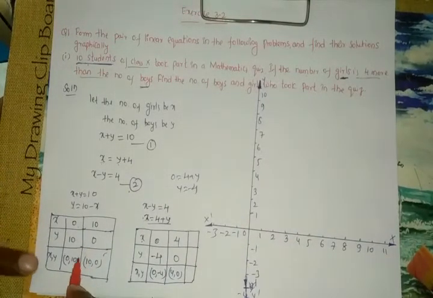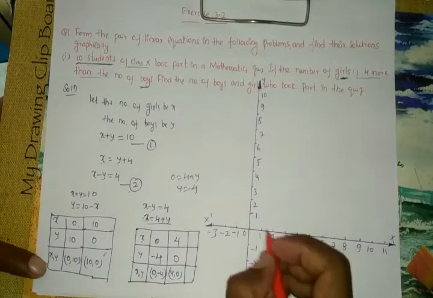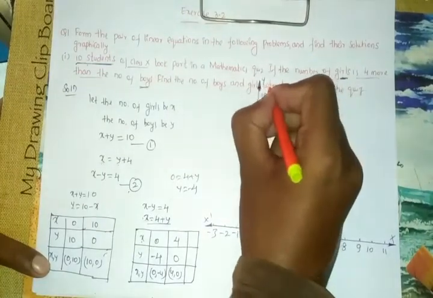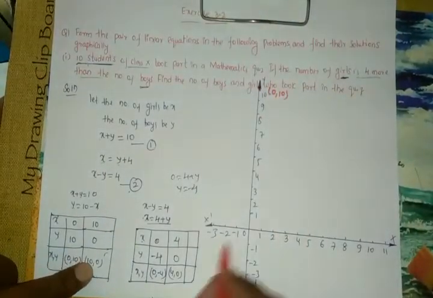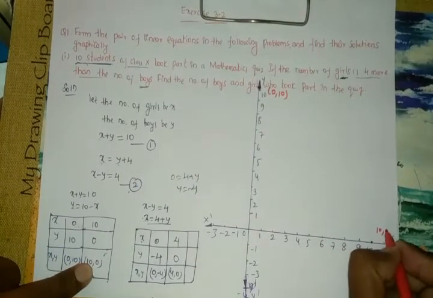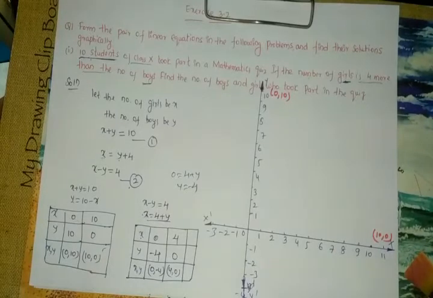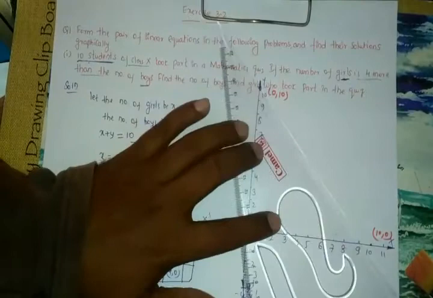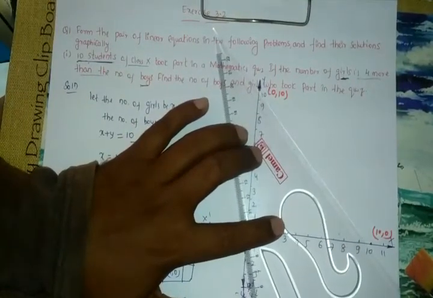So I have got the points 0 comma 10, where x is 0 and y is 10. One more point, 10 comma 0. Join these two points with a straight line.